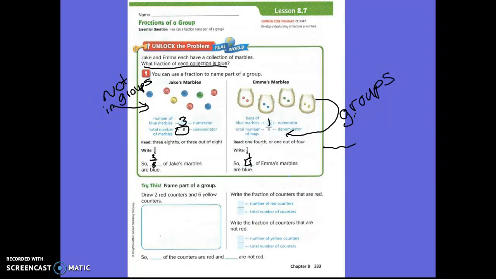Name a part of the group. Draw 2 red counters and 6 yellow counters. I know you guys don't have your reds and yellows out. I just want you to have 2 marbles that are shaded for the red counters, and the yellow counters will just be white ones. So draw 2 red counters, which means 2 counters that should be shaded. We're going to call those red, or you could write R in there. Then 6 yellow ones. I'm just going to write a Y in my yellow ones. You can't see the red, but you can at least see the Y's.